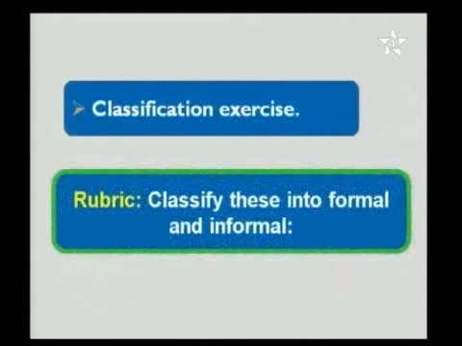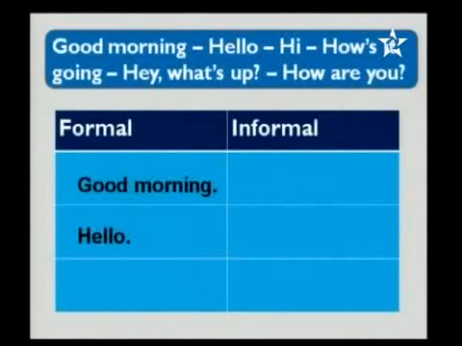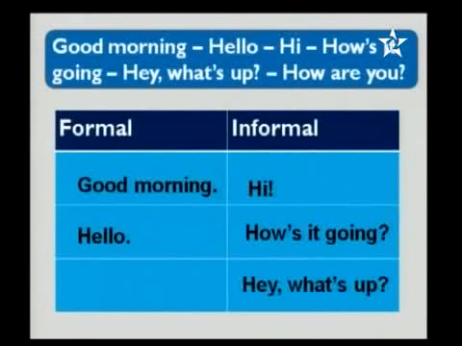Now, rubric, classify these into formal and informal. Look at the list of expressions. Good morning, hello, hi, how is it going? Hi, hey, what's up? How are you? Now, you classify these expressions into formal and informal. So let's do it. Good morning, formal. Hello, formal. Hi, it's informal. How is it going? Informal. Hey, what's up? It's informal. And how are you? This is a formal formula.